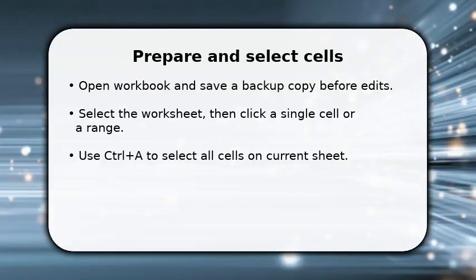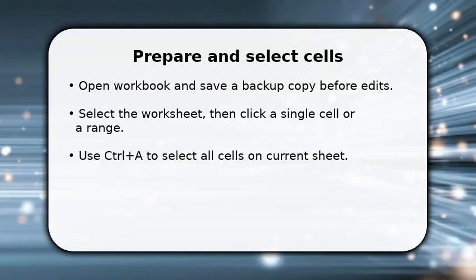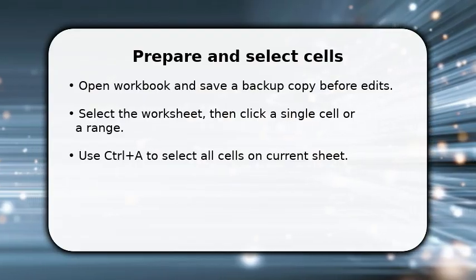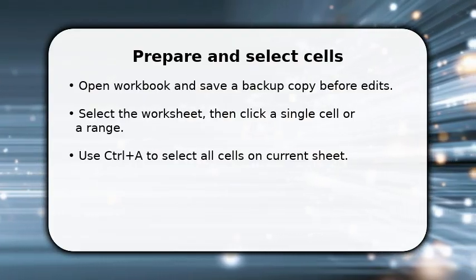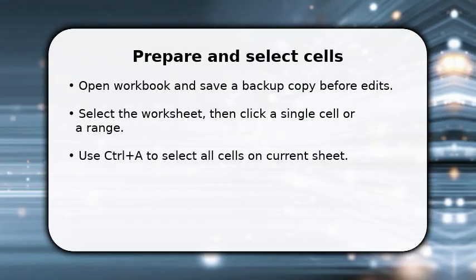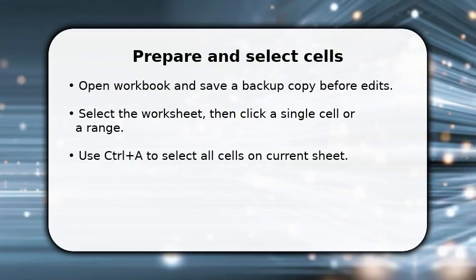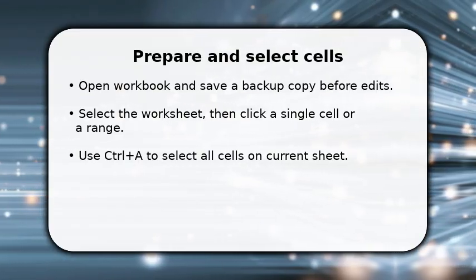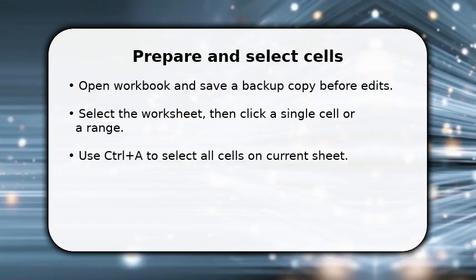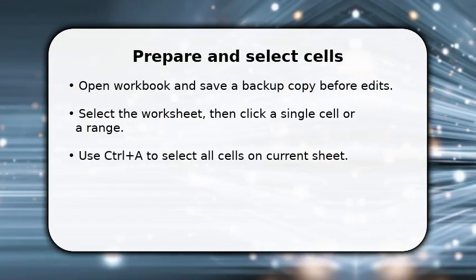Enjoy the video. You already saved a backup, so start by selecting the cells that contain comments. Click one cell or drag a range. Once selected, make sure you're on the Review tab. If you want every comment on the sheet, press Ctrl+A to select all visible cells. This avoids missing threaded comments hidden in filtered rows.